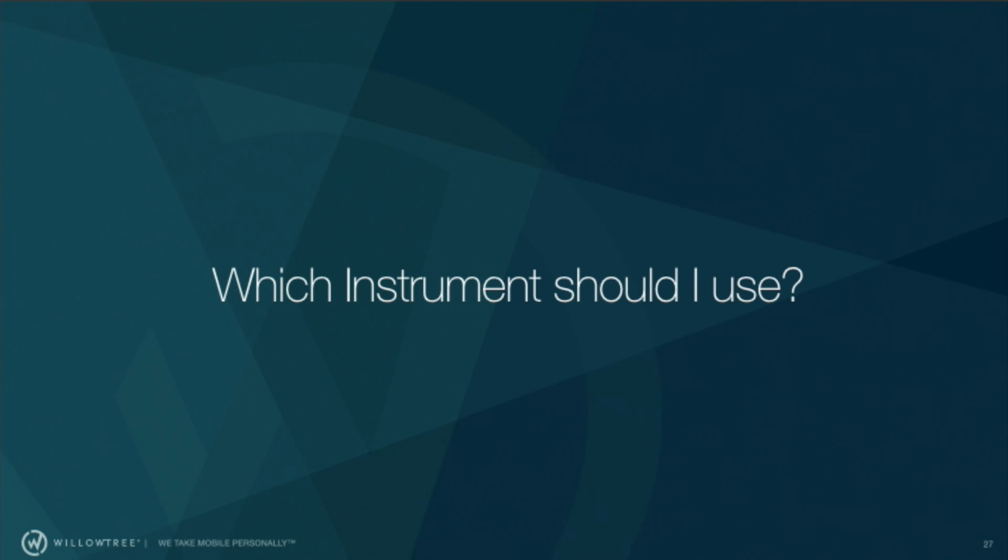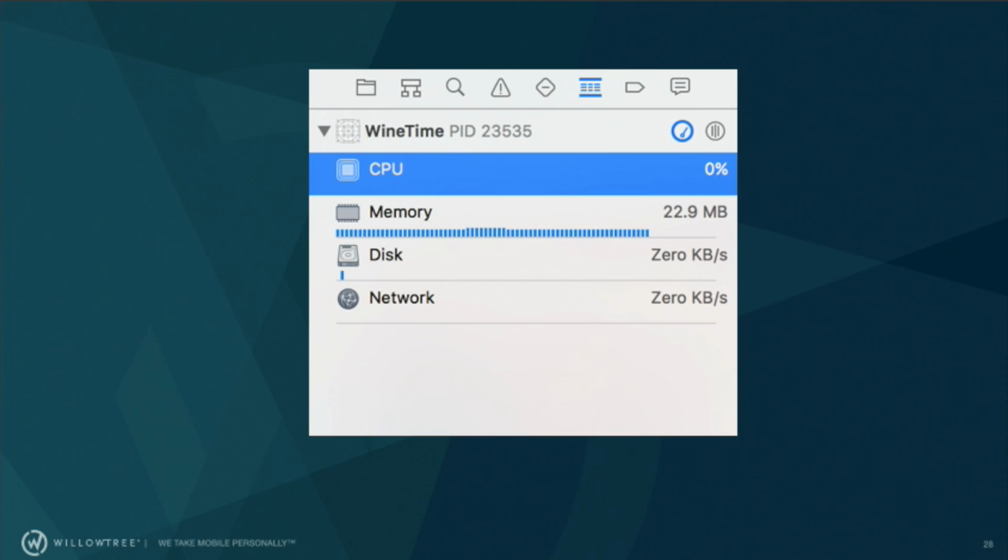So which instrument should I use? There are lots of instruments you can choose from, and I think this is one of the most important questions here. Before choosing which instrument, I think a preliminary step is running your app and looking at it in the debug navigator we talked about. It has four different options where you can dig in and see what Xcode is already showing you before you even open Instruments. It has four different views: the CPU, memory, disk, and network.